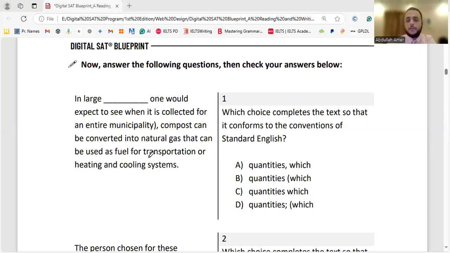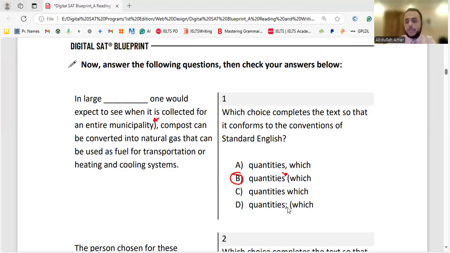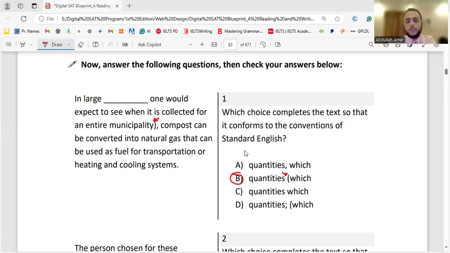Thank you. It is B. It is B. Good. So here we have parentheses and we need to have parentheses here. Why don't we go for D? Why is D incorrect? Raise your hand. Why do you think D is incorrect?